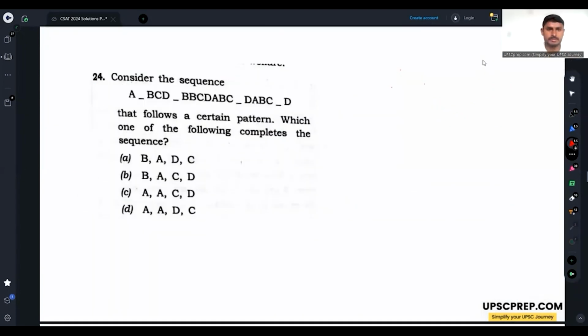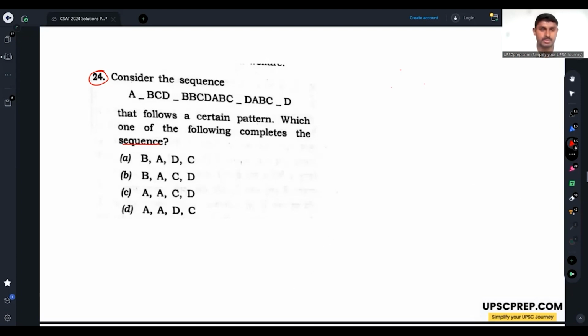Okay, next question. Consider the following sequence: A dash BCD dash BBC DABC dash DABC dash D that follows a certain pattern. Which of the following completes the sequence? Okay. So see, this is the question that UPSC has been asking from last 3 to 4 years, and continuously in every year, UPSC has asked minimum one question of this type, right?